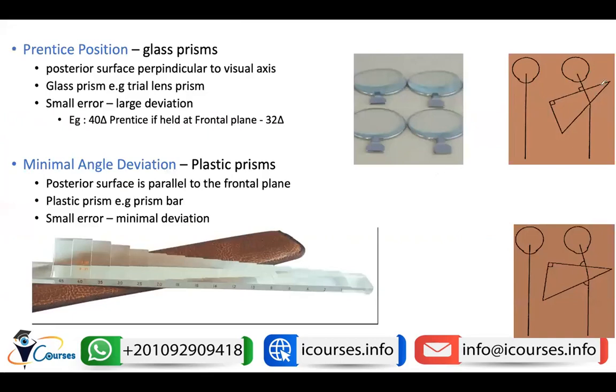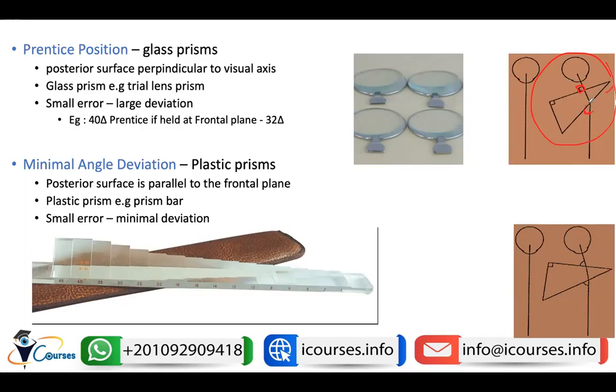As you can see here, this is the Prentice position. You can see that the side of the prism which is facing the eye has a perpendicular relation to the visual axis, or the axis of sight. And this means that the angle here is 90 degrees. This is not equal to the angle of emergence. The angle of incidence may be an acute angle, but the angle of emergence will be 90 degrees. So this means that the angles of both sides are not equal.